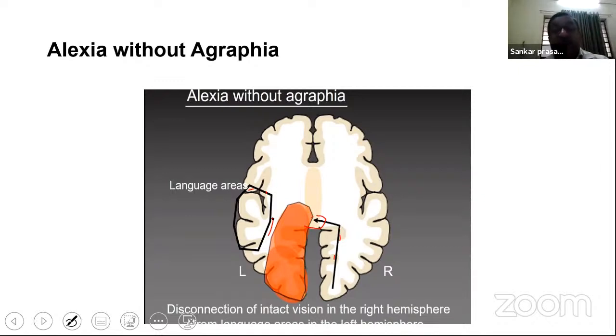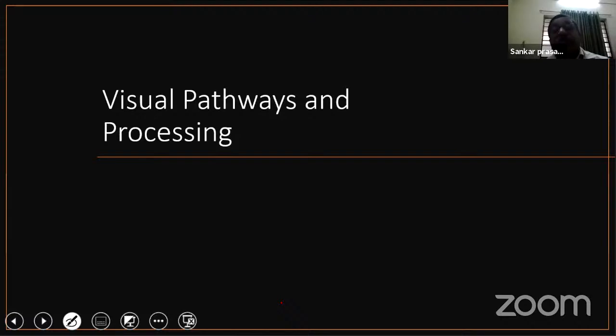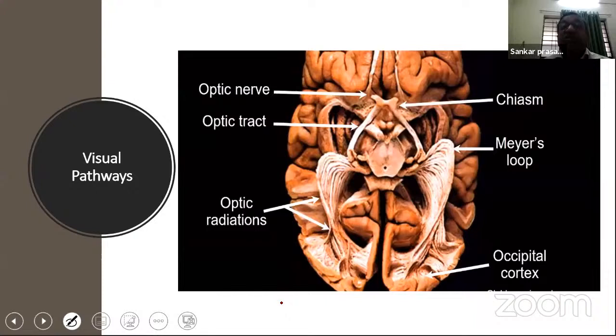So alexia without agraphia, you have a disconnection syndrome when you get a left side parieto-occipital region infarct along with corpus callosum. That brings us to the most important and very interesting visual pathways and processing. You can see the visual pathways, which is the optic nerve that is coming, and the optic chiasma. This is the optic tract. This is the optic chiasma, optic tract. The optic radiations are going into the cerebral cortex, the calcarine cortex, area 17 and 18.